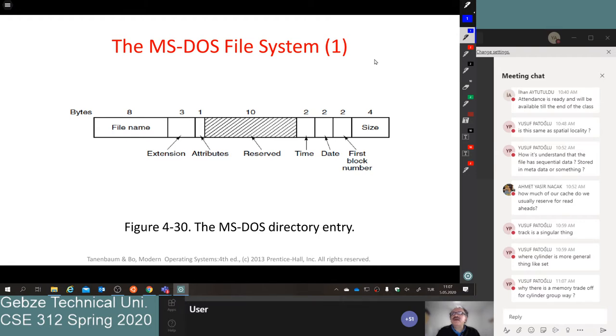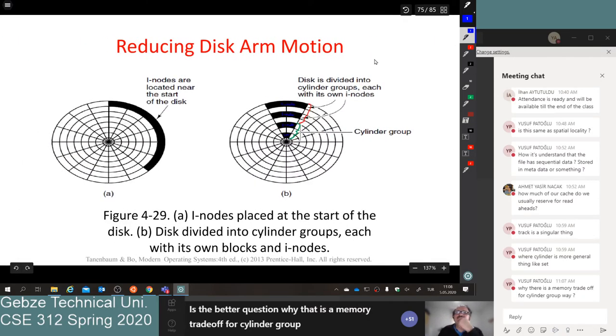Yusuf has a question, why is there a memory trade-off for cylinder group A? I don't understand what you mean by that question, Yusuf. Did I say anything like that? Trade-off for cylinder group? Can you explain it?